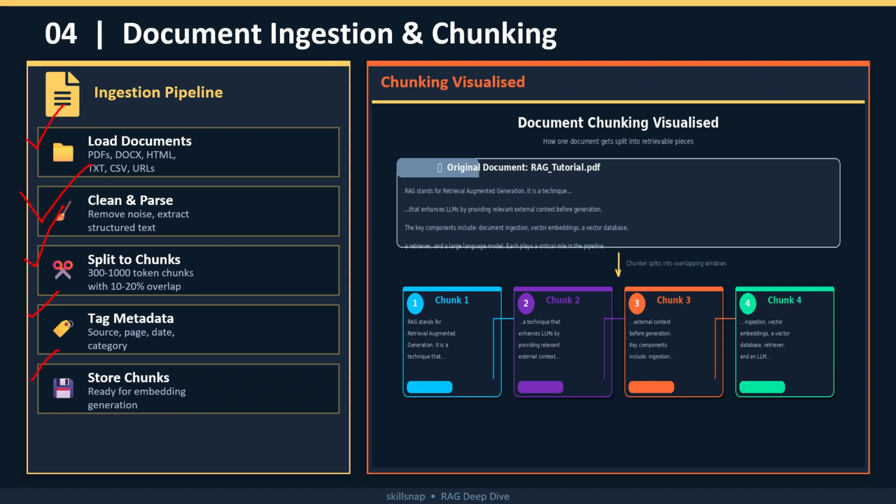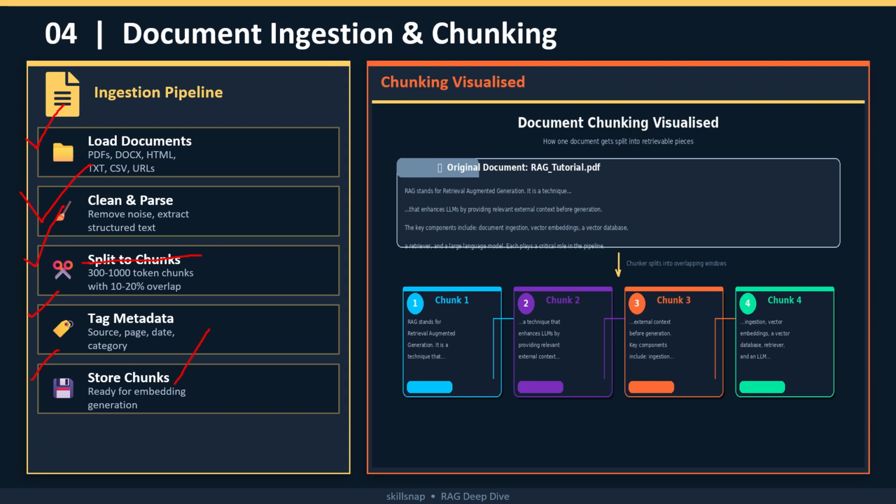Now, as we discussed earlier, we have to split the text into chunks, with 10 to 20% overlap in order to make sure they come in the same order. Next, we need to tag the metadata, and then whatever we have done till now, the chunking, all of that, we have to store the chunks because we have to send them again to the embedding model.